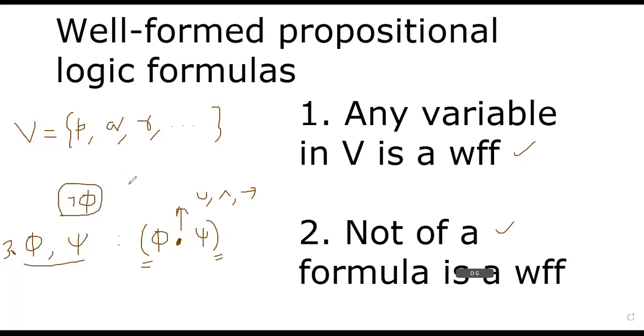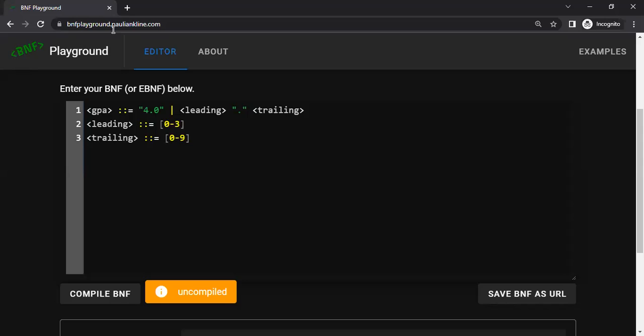So the three things we learned: any variable is a well-formed formula; not of a formula is a well-formed formula; and if you have two well-formed formulas, pi and psi, you can combine them to form a new formula with your operator, and you need to put a parenthesis in that case. All right, so let us now see this in action.